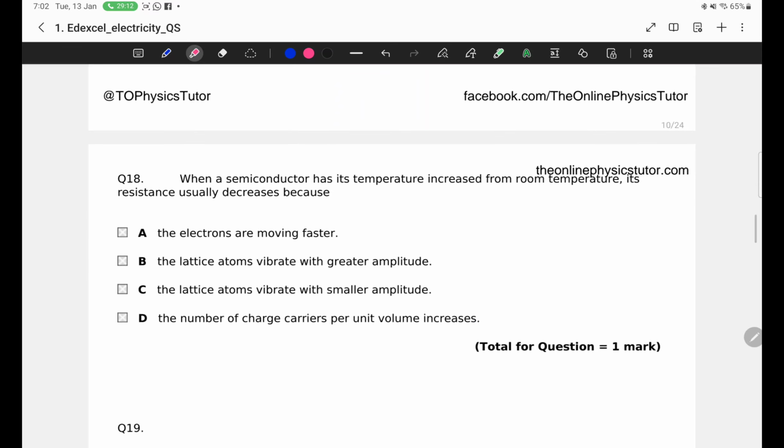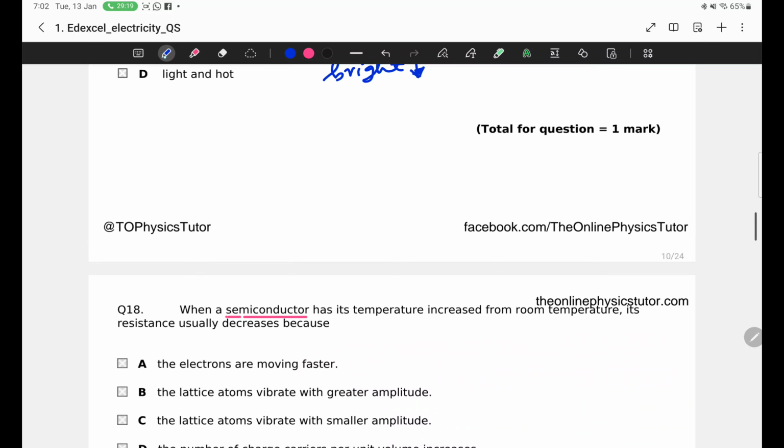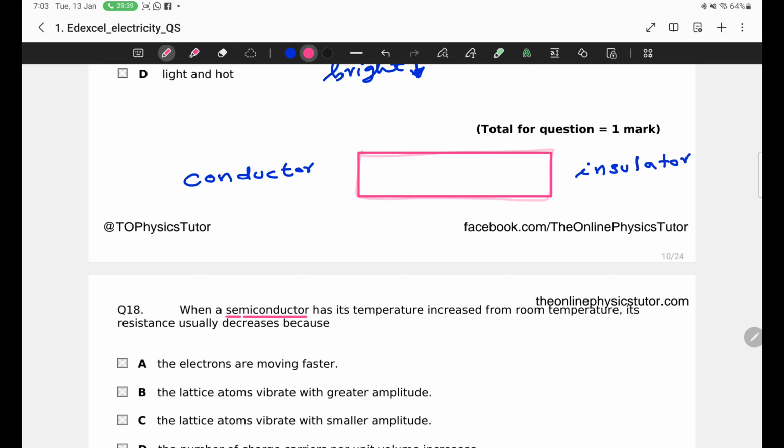And now when a semiconductor. Sir, what is the meaning of semiconductor? Actually, there are three types of material. Number one, conductor, sir, which can conduct current. Insulator, sir, which cannot conduct current. But there is a material whose properties lie between conductor and insulator. This is known as semiconductor.